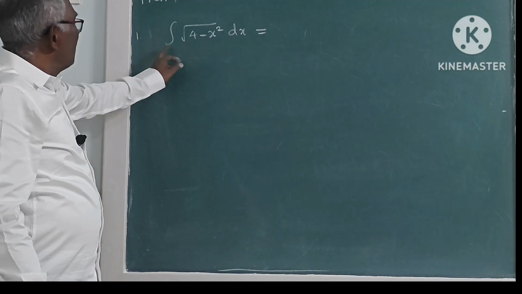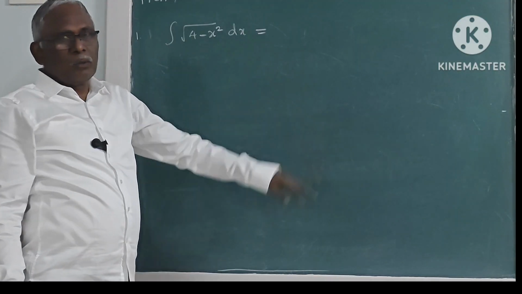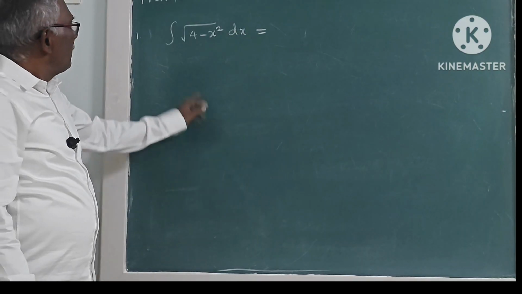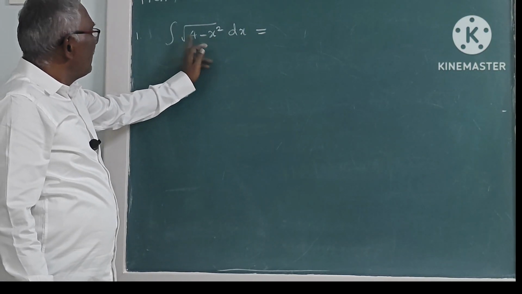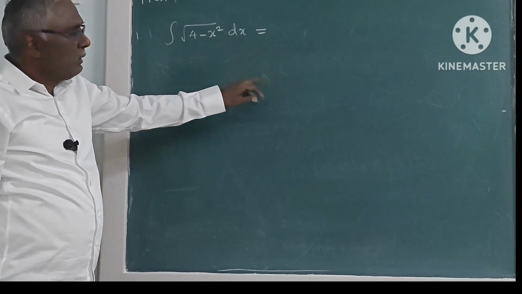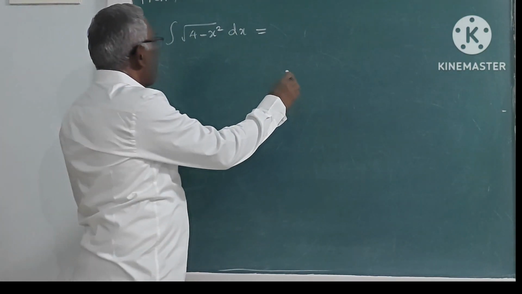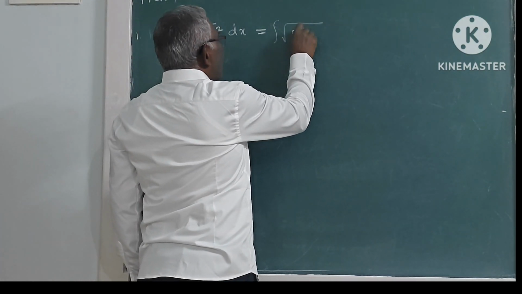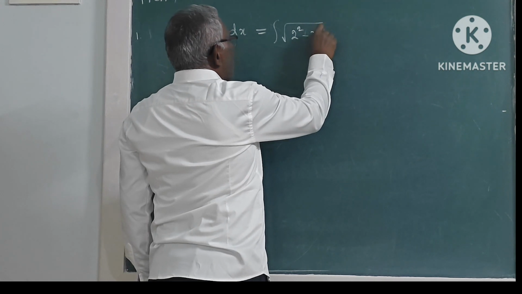Now we have to evaluate the integral square root of 4 minus x square dx. So just now we have seen three formulas. So this is in the form of integral a square minus x square form. So we have to write this as integral square root of 2 square minus x square dx.